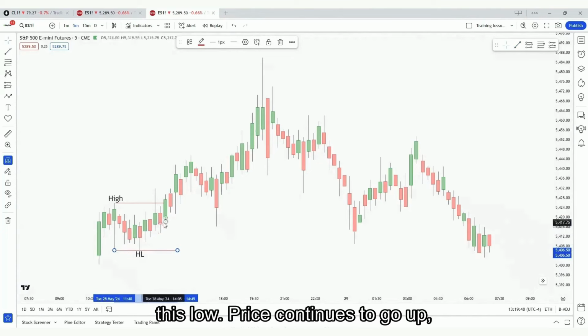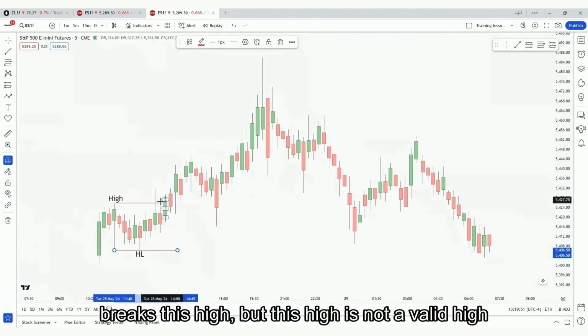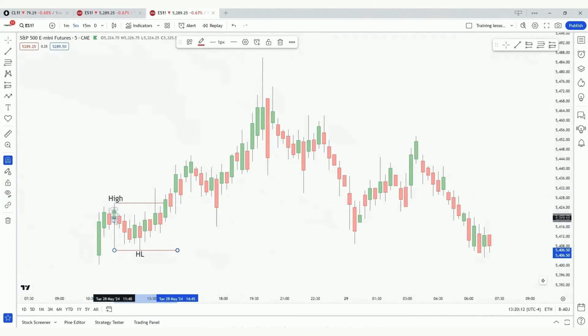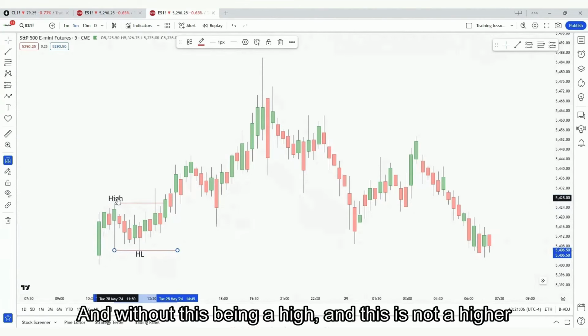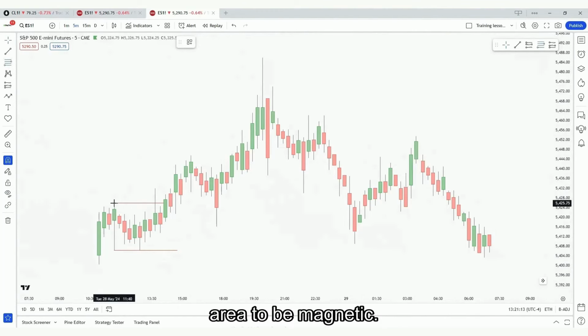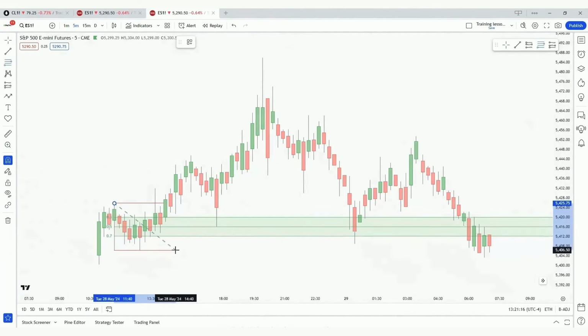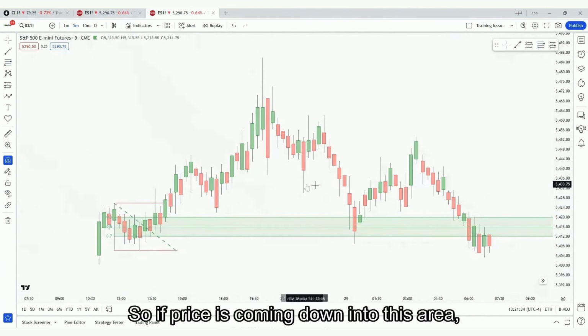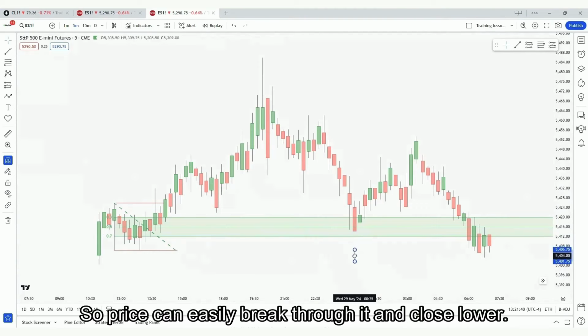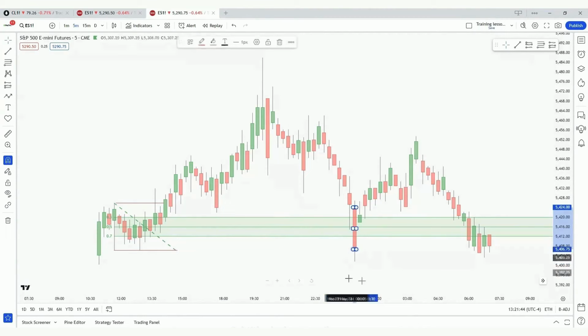Price continues to go up, breaks this high, but this high is not a valid high because we have no red candle closing below the highest green candle. And without this being a high, and this is not a higher low, we also don't expect this area to be magnetic. So if price is coming down into this area, we don't expect really a reaction from it. So price can easily break through it and close lower.